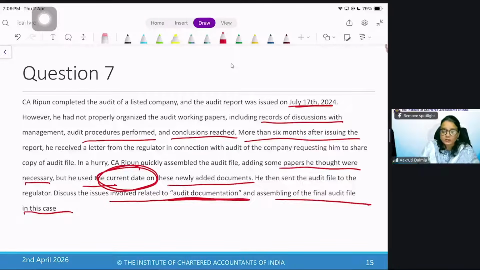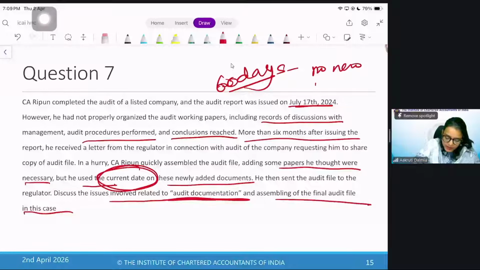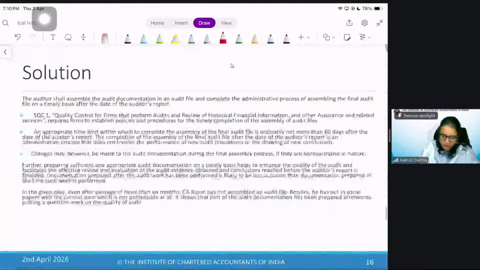Now you know the answer. You know he has done wrong. The same 60 days point. No new points can be added. No new procedures can be added. All the points we have done. You just have to assemble it into a similar answer, nothing new.